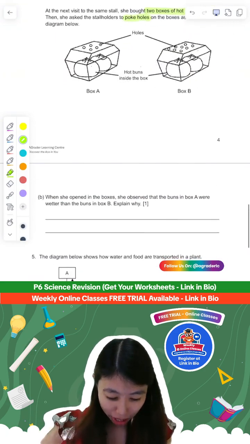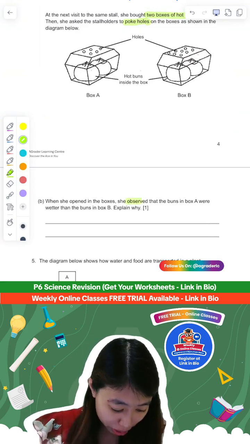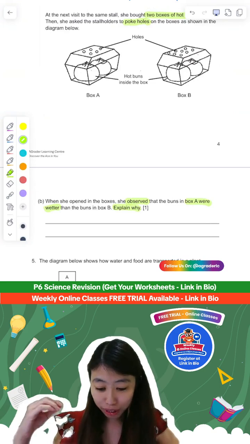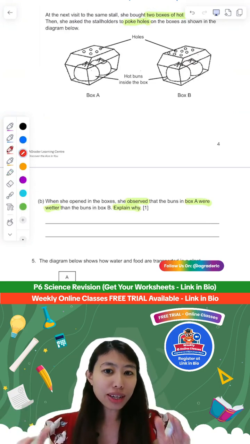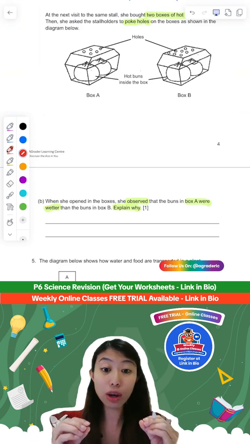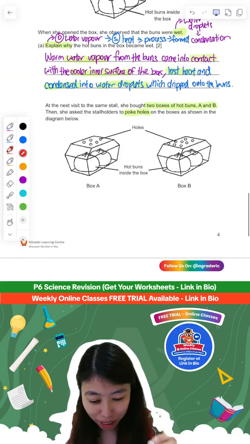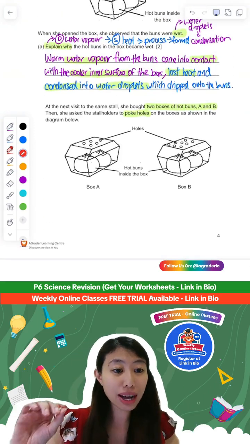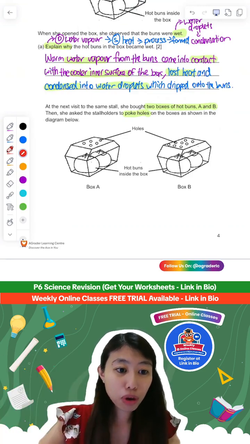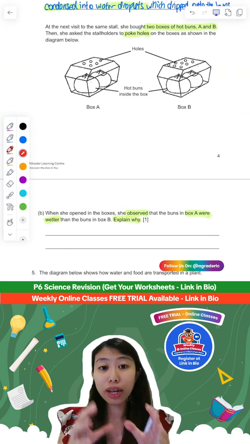So for part B, when she opened the boxes, she observed, highlight the keyword, observed that the buns in box A were wetter than the buns in box B. Explain why. So for this question, why are the buns in box A wetter? Take note, it's not because box A has less water vapor. No, the water vapor is still the same. Just that the difference between box A and box B, always look out for your change variable. Very good. But the question is asking for box A, so you focus on box A. Explain why box A is wetter.